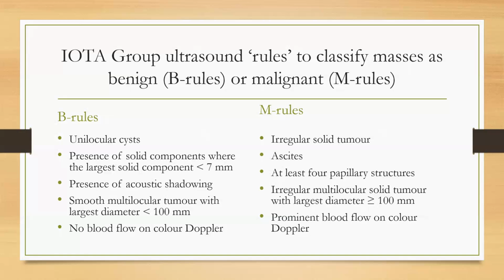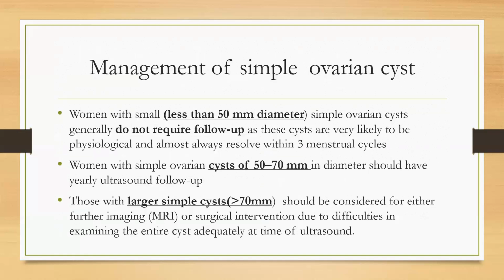M rules: irregular solid tumor, ascites, at least 4 papillary structures. If there are 3 papillary structures, it is not an M rule; it should be 4 for the M rules. Irregular multilocular solid tumor with largest diameter equal to or more than 100 mm. Prominent blood flow on color flow Doppler.